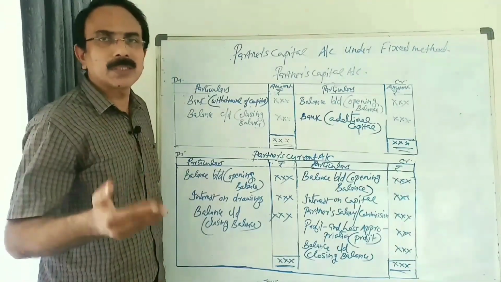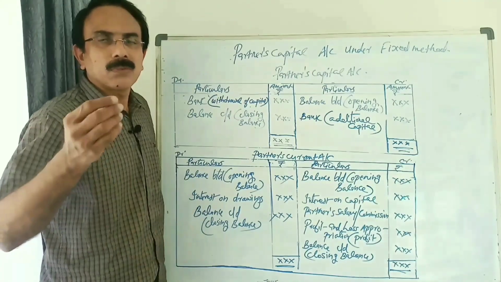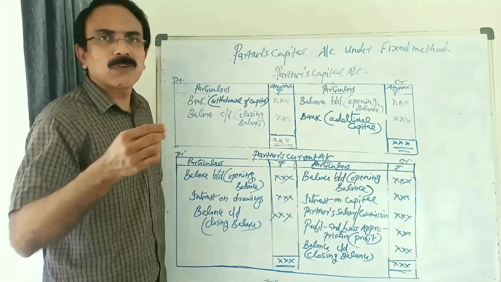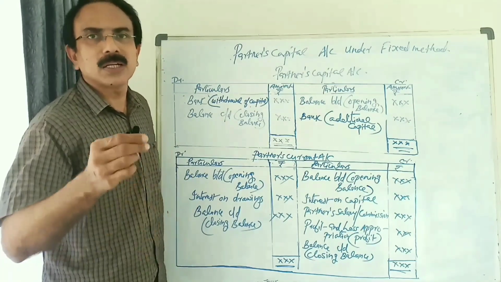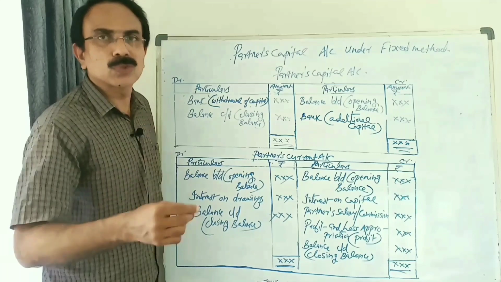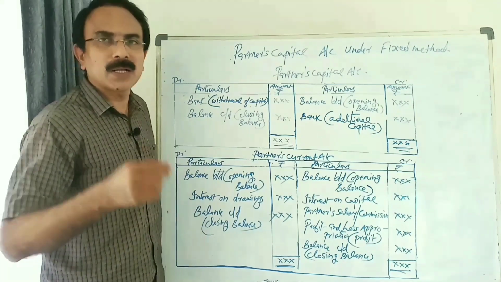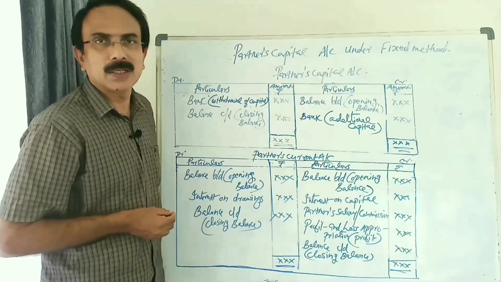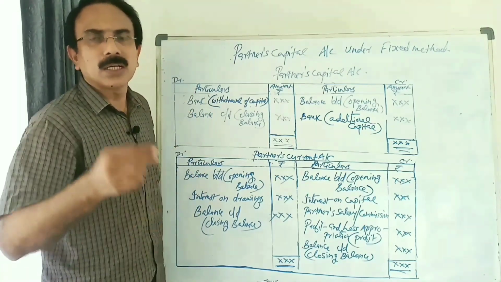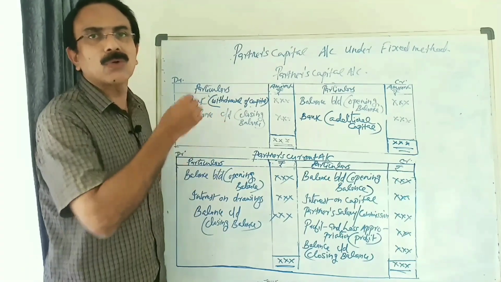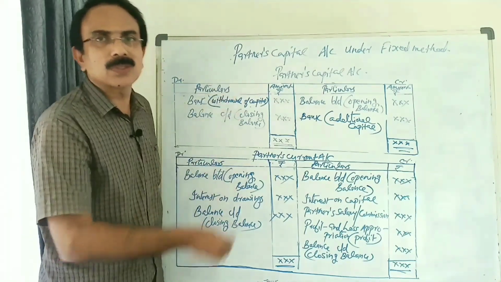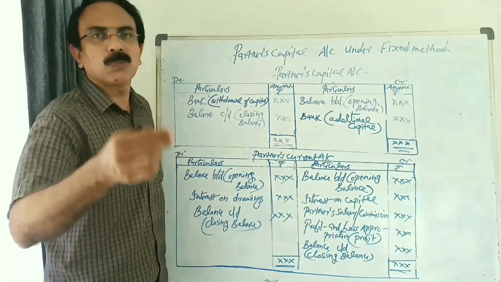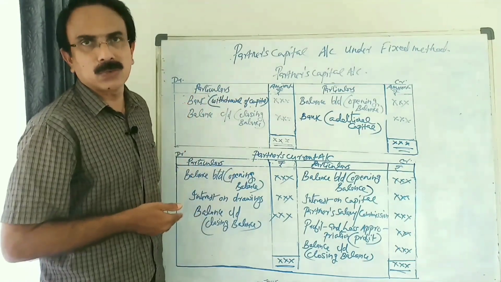Then next, partner's capital account under fixed method. What do you mean by partner's capital account under fixed method? When the partners agree, the amount of capital contributed by them shall remain fixed and shall not be reduced or increased during the term of the partnership except by special agreement. The capital accounts are said to be fixed capital. Under such circumstances, it becomes necessary to have a current account of the partners. All the adjustments such as interest on capital, interest on drawings, partner's salary or commission, share of profit or loss will be made in this account.